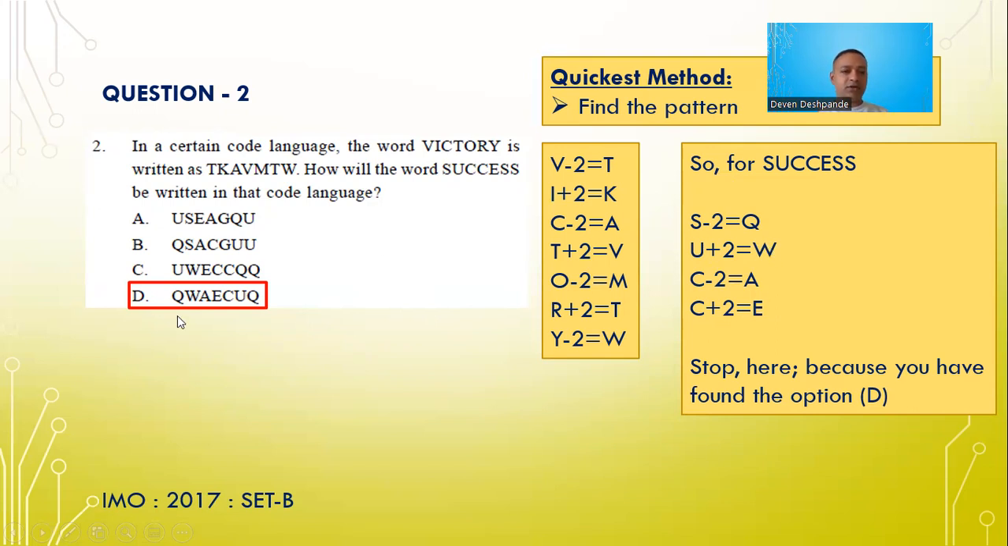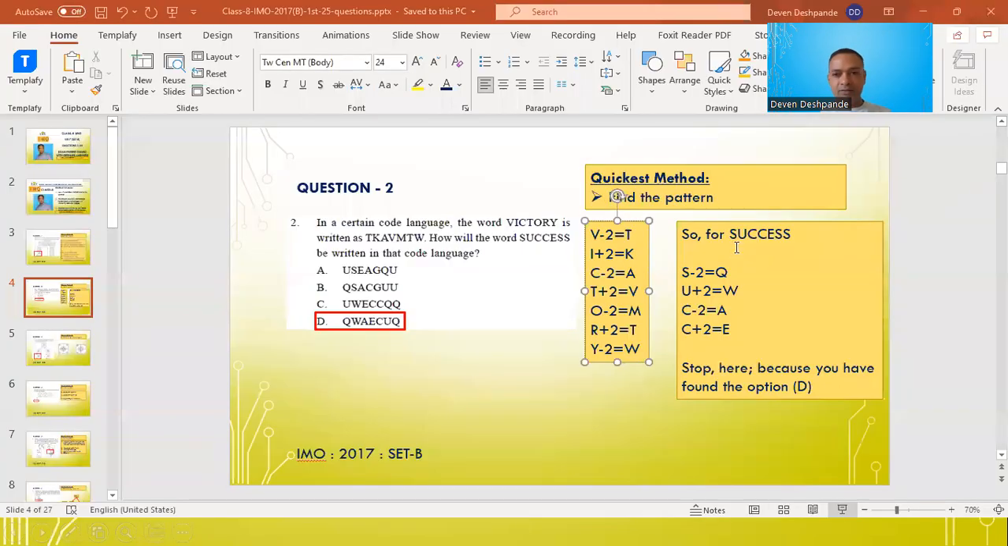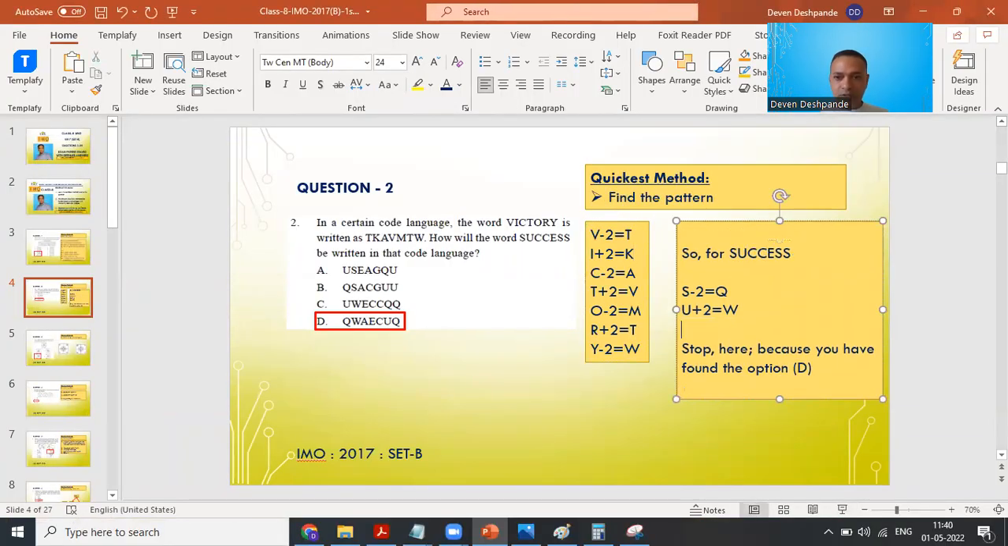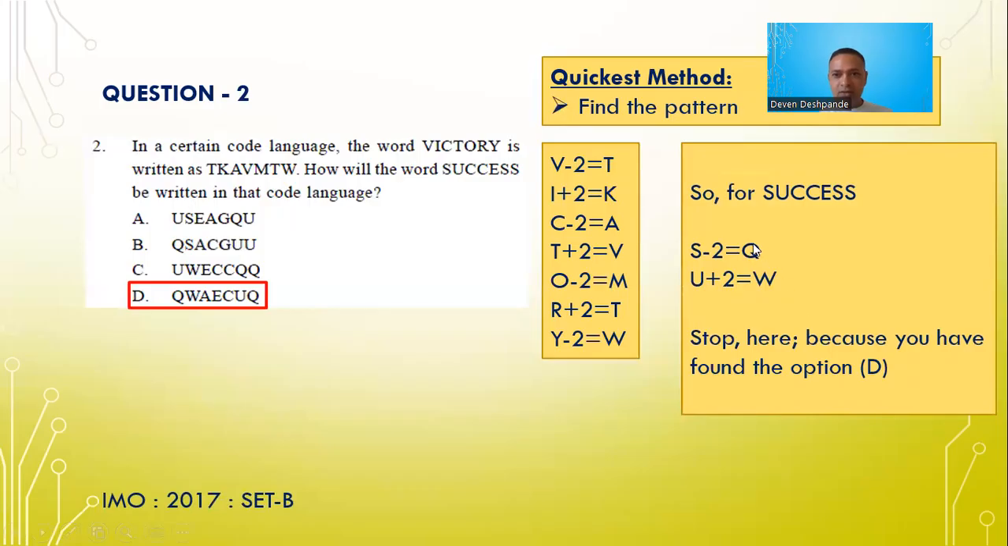Which options has got QWAE? QWAE. That's it. Option D. Do not solve for the other letters. Stop here. You can actually have stopped even at QW. Only first two letters should have been fine. So stop at only the first two letters. QW. That's it. And you have found the entire option.